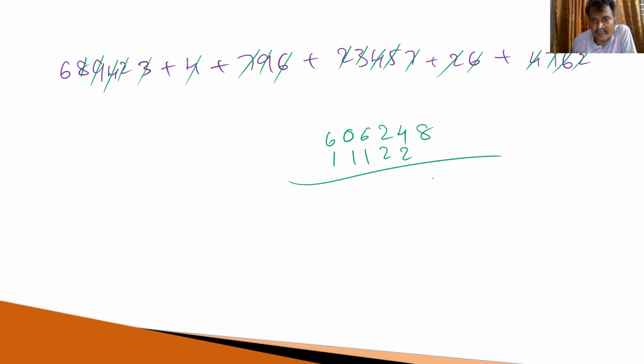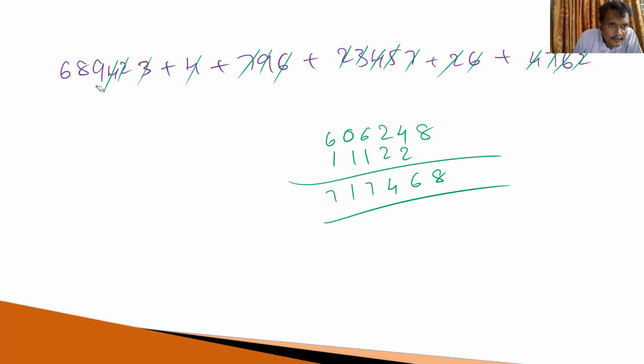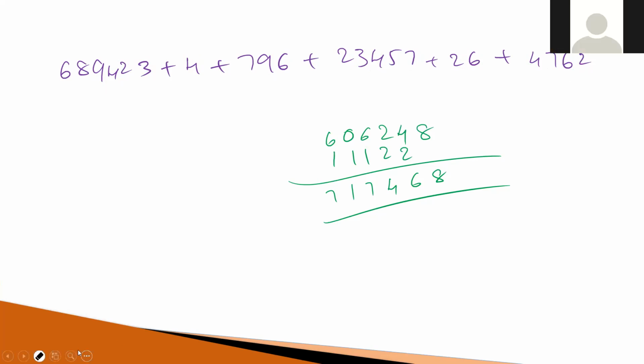Okay, so what is the answer? 8, 6, 4, 7, 1, 7. Now cross check your answer using the digit sum. So the sum of the hundreds digits is 22.